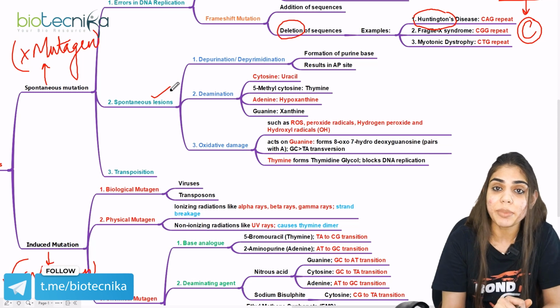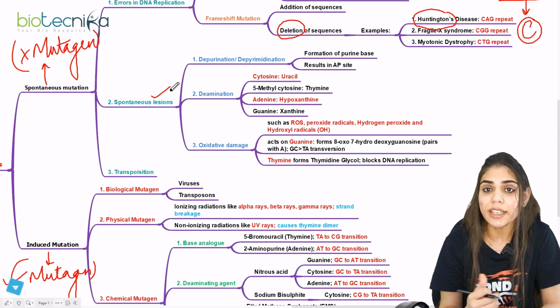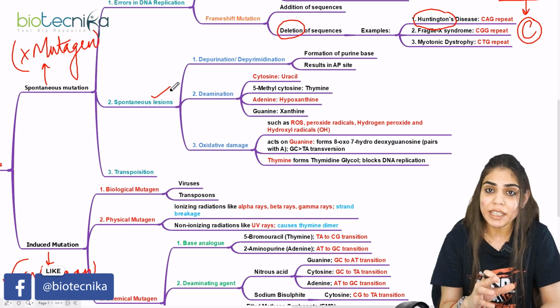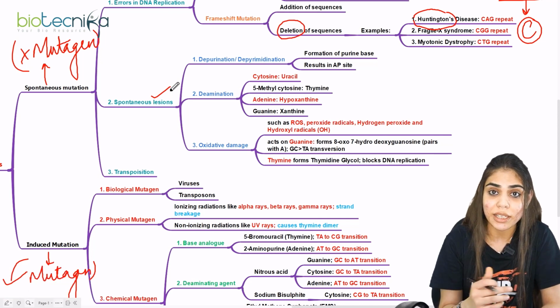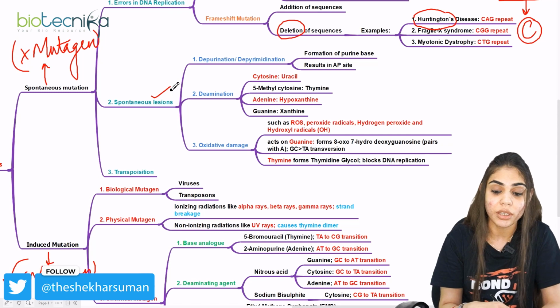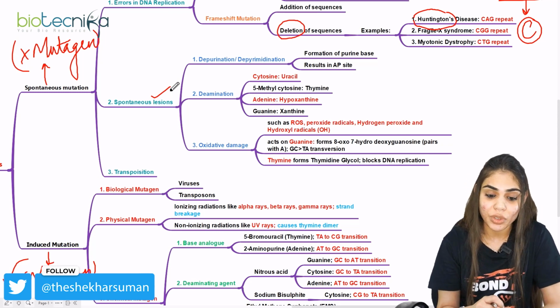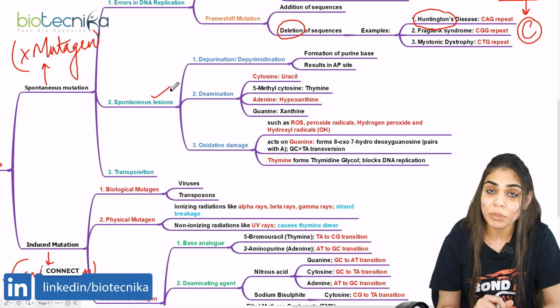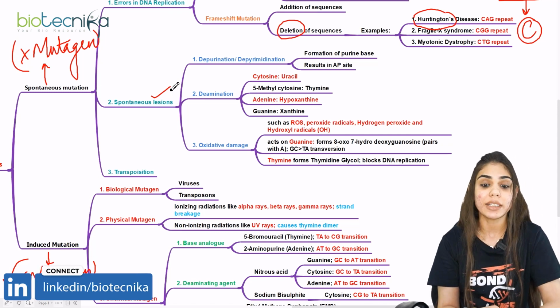What do you understand by spontaneous lesion? Spontaneous lesion means any naturally occurring damage in the DNA. Any naturally occurring damage that occurs in DNA is called a spontaneous lesion. Now again, this can be of three types. It can be depurination or depyrimidination, it can be deamination, or it can be oxidative damage.